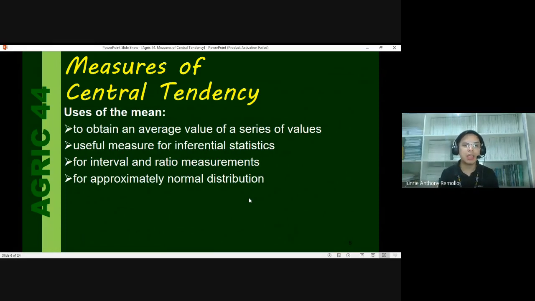The use of the mean is to obtain the average value of a series of values. It is an important measure for inferential statistics. Especially when we talk about inferential statistics, it is concerned with the method of analyzing a subset of data that would lead you to come up with predictions or conclusions about the entire set of data. And then it is also used for interval and ratio measurements.